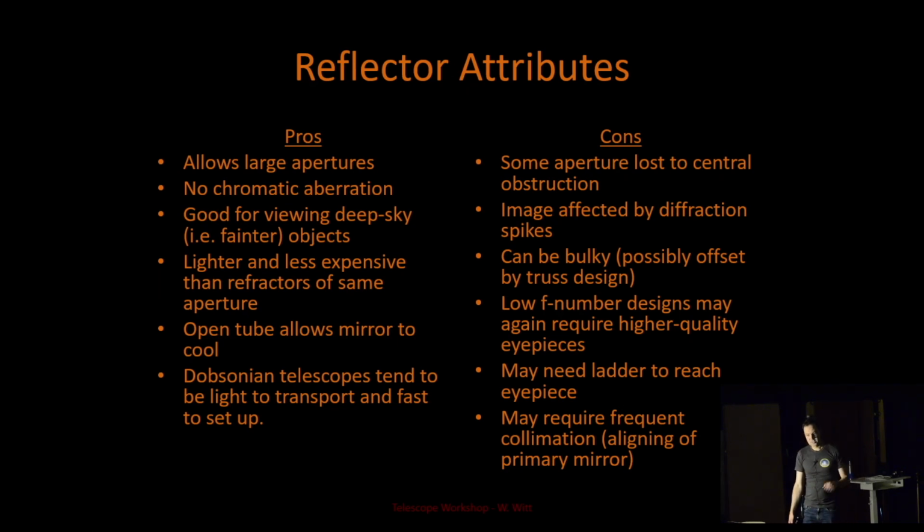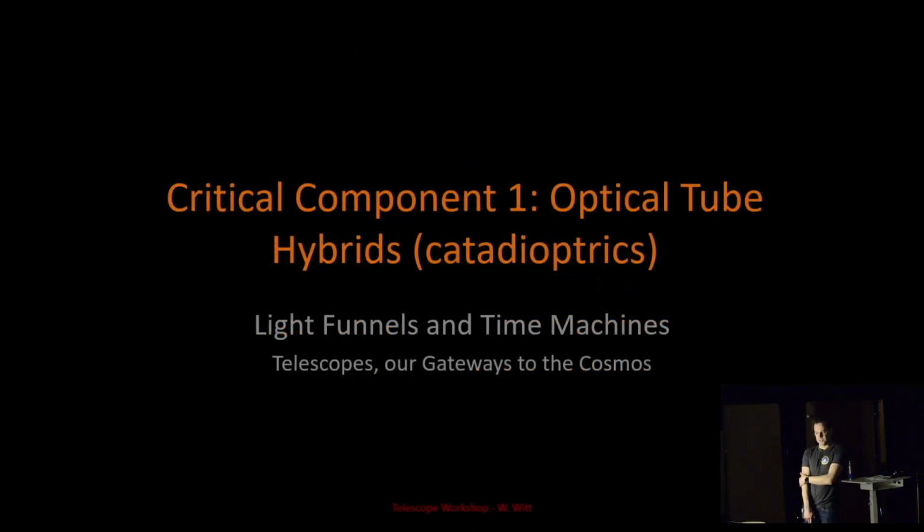You have the diffraction spikes, which could be a pro or con, depending on what you're used to. They can be bulky, right? But you can offset that a little bit with the truss design, making something that collapses into a box. The low F number may require higher quality eyepieces, so that's what Wolf was alluding to when we were talking about the F number and how forgiving the light can be to focus with the higher F numbers versus the lower ones. And then, if the eyepiece is way up here, you might need a ladder to get there, and some stability. And the collimation is something that you will definitely experience.